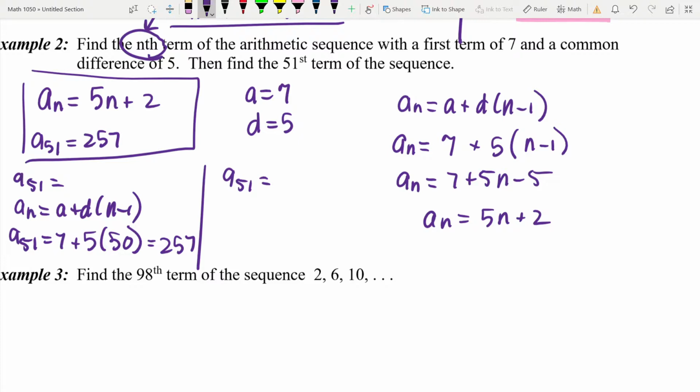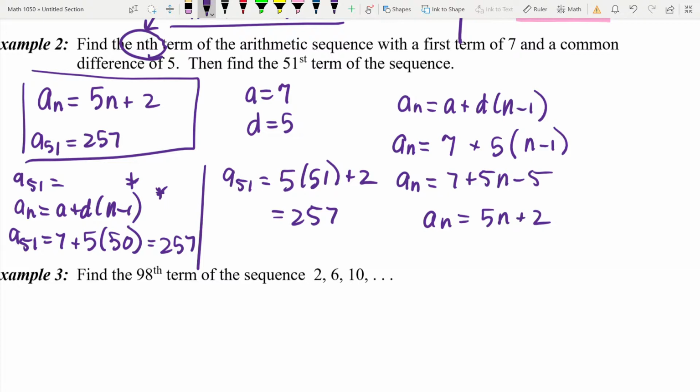It's just like the problem we did before. You have the 5, and I figured out the formula. So you could go 5 times n, which is 51, plus 2. That also gives you 257. So whichever way you want to do it is fine. My preference is to use that one, okay? Because you're usually not going to have a formula, like I said.